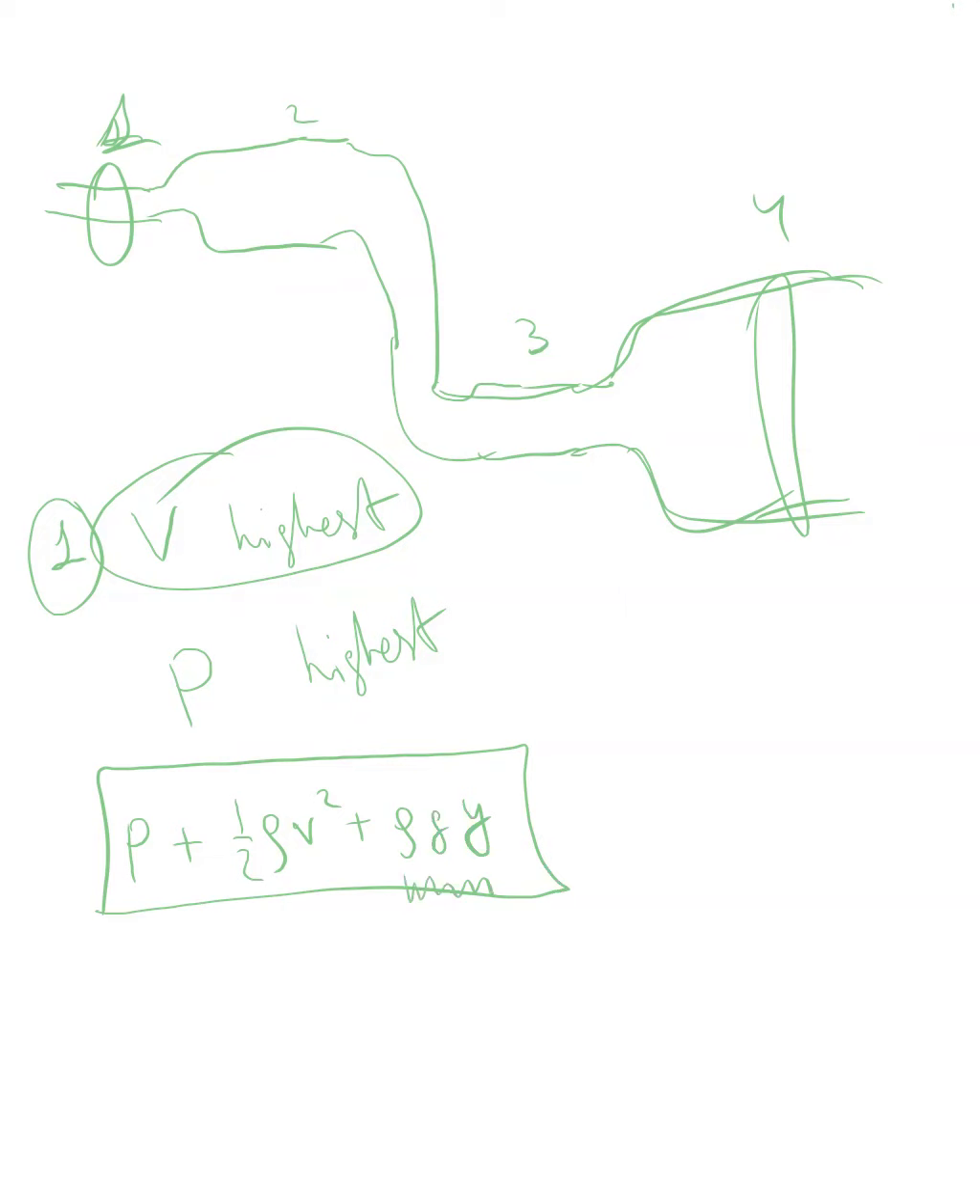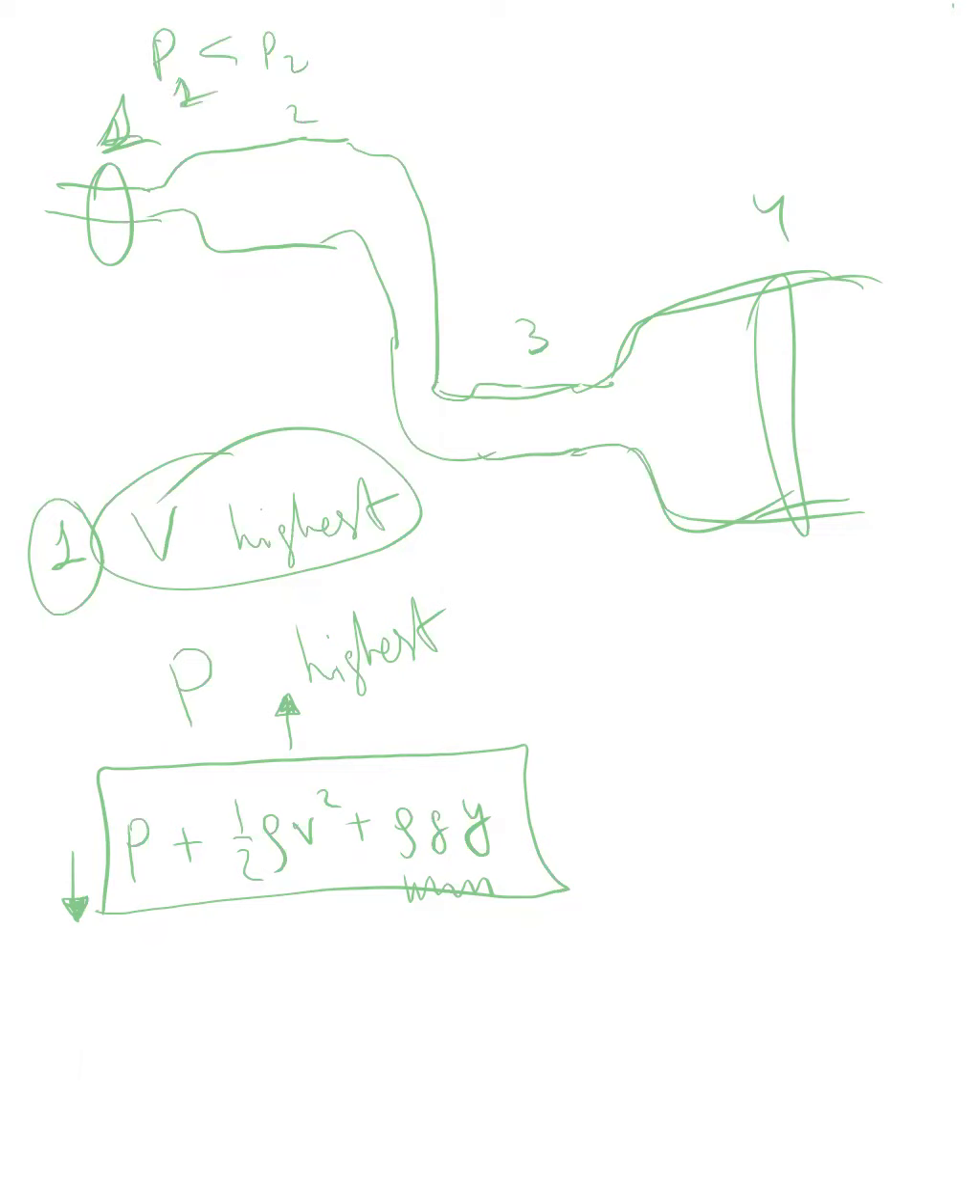But section 1 has higher velocity, which means that for this quantity to be conserved, section 1 must have lower pressure. So the first conclusion is that pressure 2 is higher than pressure 1.